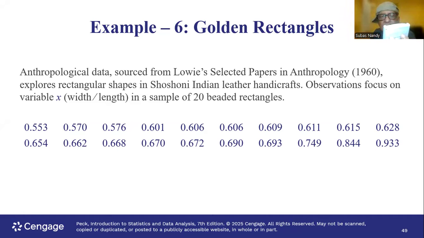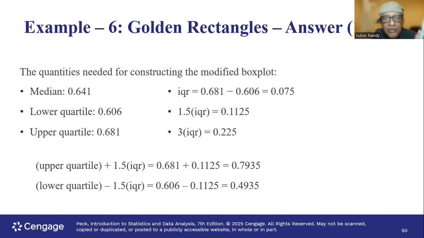Okay. Now, question is, in this case, the right whisker extends to number 0.749, which is the lowest point just below the two outliers, 0.844, 0.93. So the right whisker extends only up to 0.749. The last 2 points are outliers.